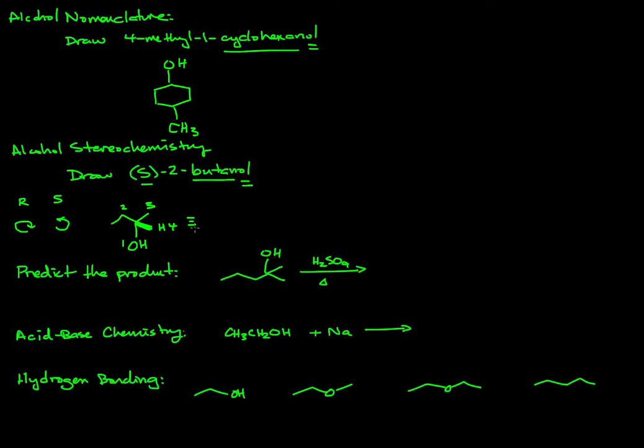To redraw that in a more clear way, we can actually put the OH behind the plane of the board. There's our hydrogen. Now we have 1, 2, 3, initially giving us R, but because the lowest priority group is projected towards us, we reverse to get S at C2.